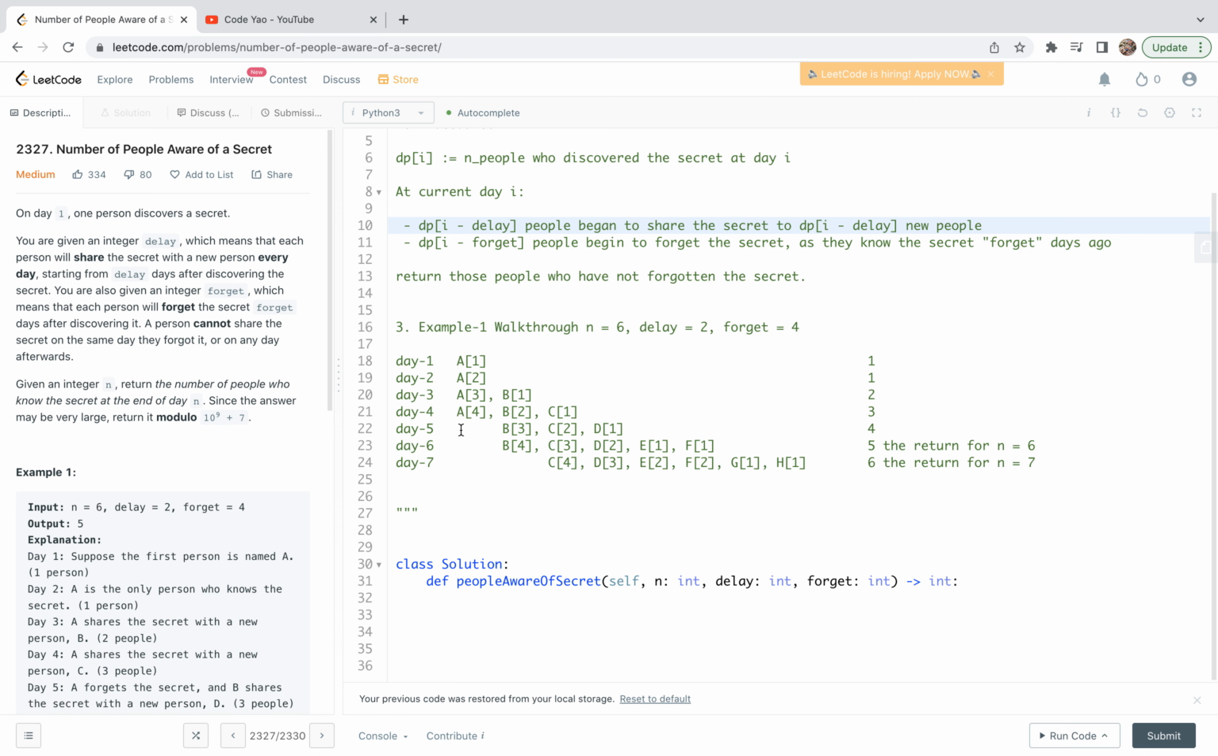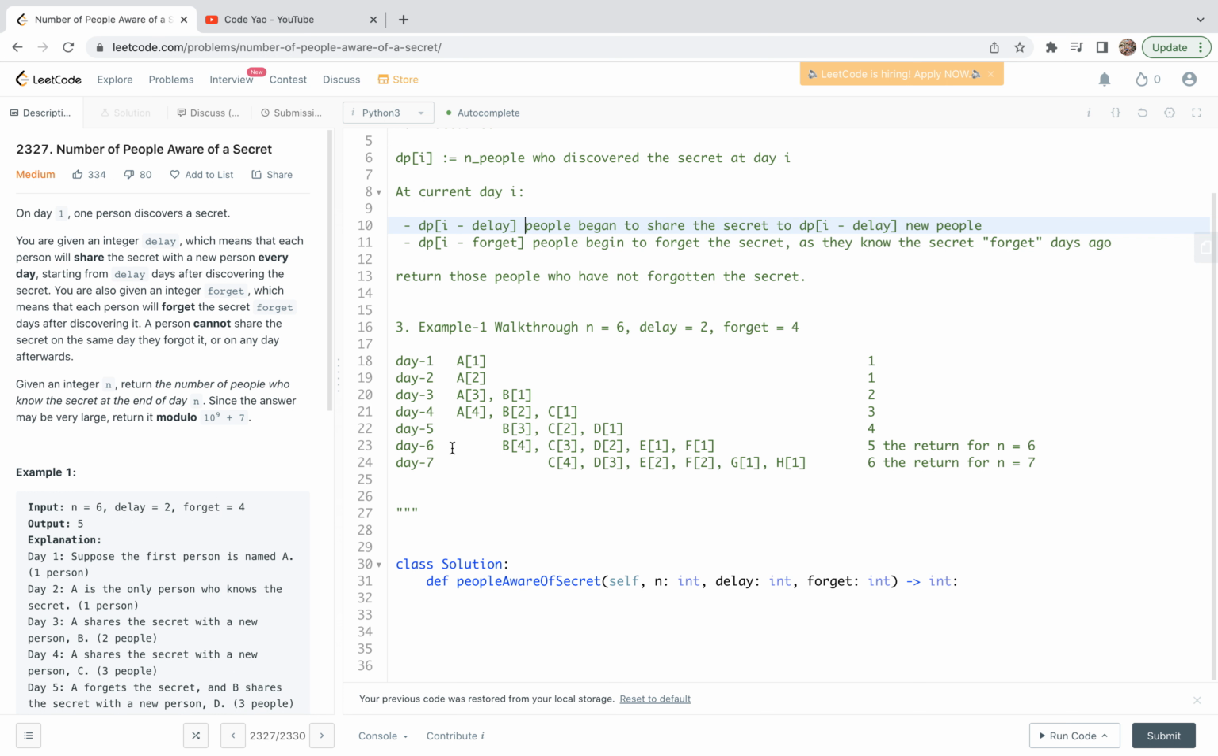And then let's look at day 5. This is the 5th day of A, in other words, after forget days. So A forgets the secret. Let's remove A here. And this is B's 3rd day and C's 2nd day. So B can share the secret with a new person, D. It's D's first day. And C cannot share because he needs to wait for one more day.